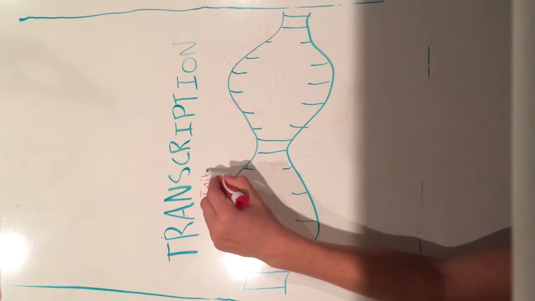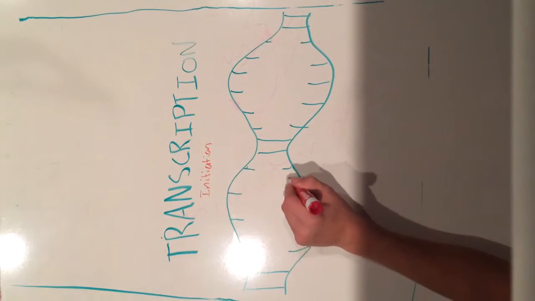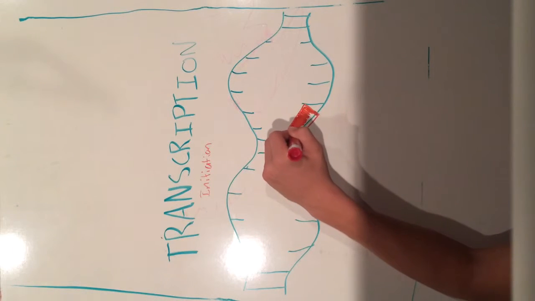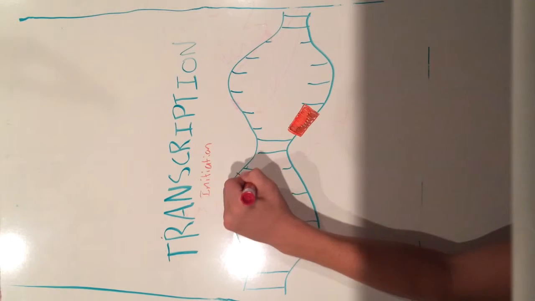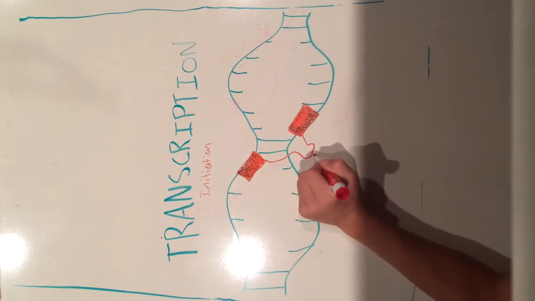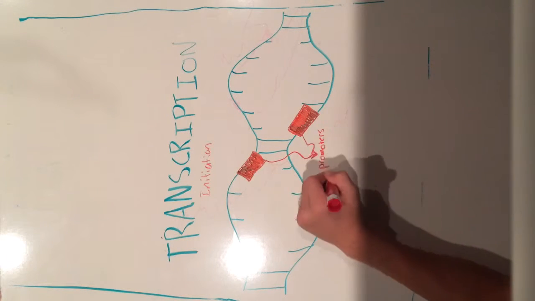The first step of transcription is initiation. Here, an RNA copy is made. RNA polymerase binds to a location on the DNA called the promoter. RNA polymerase now has the ability to unzip some of the DNA.